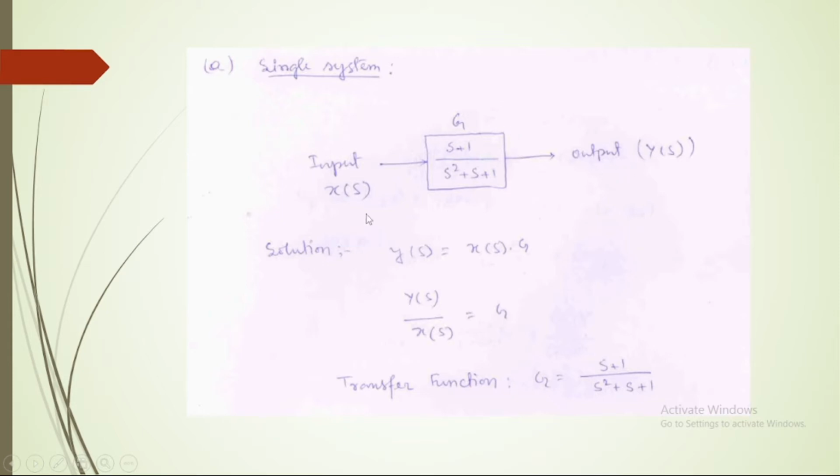So for this system we find the transfer function first theoretically, and we know the transfer function is the ratio of the Laplace transform of output to the Laplace transform of input. So here we first find the transfer function of the system, whatever system is given, Z equal to s plus 1 upon s square plus s plus 1.